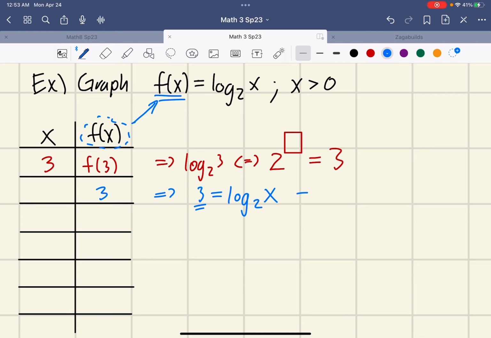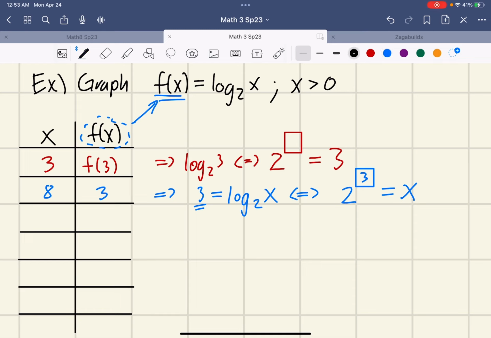Now, I'm going to rewrite this into that exponential form that we like. My base still remains a base. My exponent comes from my output, which is 3. And then that is equal to my argument. But here, there is no thought I need to put in. I know exactly what 2 to the third power is. 2 times 2 is 4, times 2 is 8. Bingo. I didn't have to do anything.